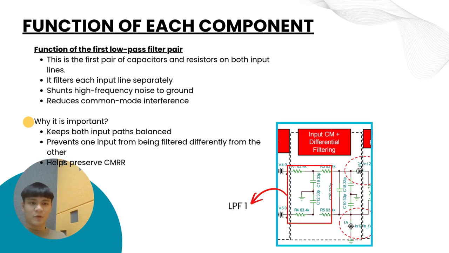This stage is important because it keeps both input paths completely balanced. It prevents one input from being filtered differently than the other, which heavily helps to preserve the CMRR.